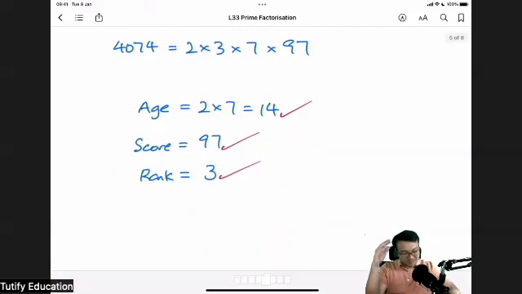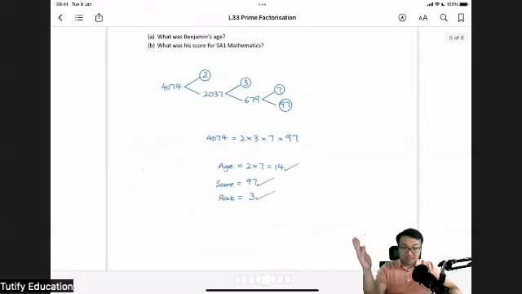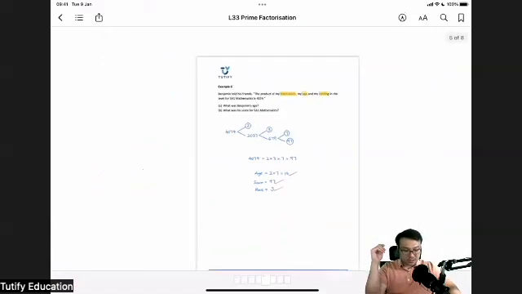All right, but maybe when you do other questions in the exam, maybe they will say that his age must be a certain age group. Then you have to follow the rules of the question.